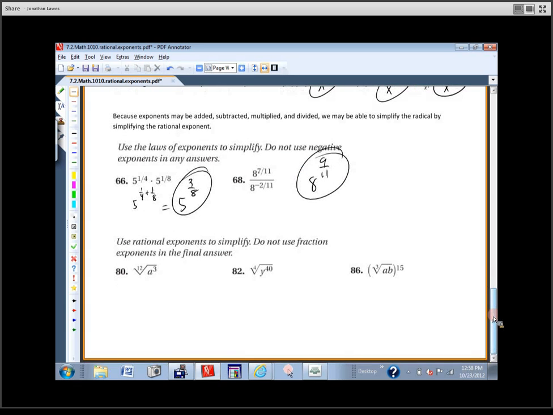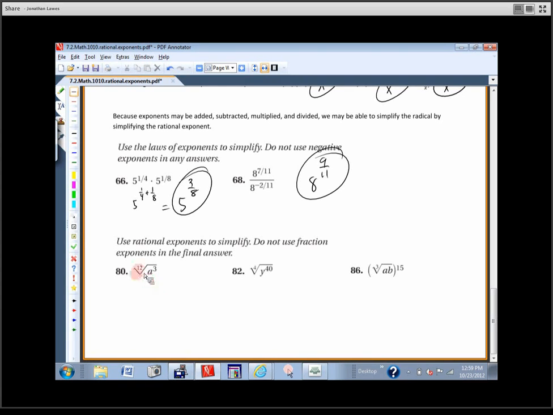Okay, now, here's where it gets really interesting. So we saw right here we had like a 4th root type thing kind of get absorbed into that 8th root. If we look at this problem right here, this is a 12th root. And it says, use rational exponents to simplify. Do not use fraction exponents in the final answer. So what that means is, the problem's written as a radical, but can you simplify this radical?